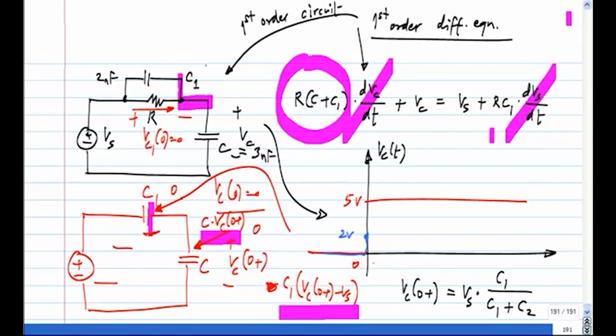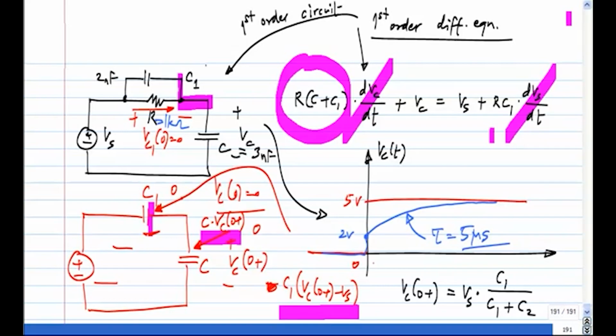So it will creep up to 5 volts with an exponential. And what will be the time constant? Let's say R is 1 kilo ohm. What is the time constant going to be? 5 microseconds: 5 nanofarads times 1 kilo ohm, which is 5 microseconds.